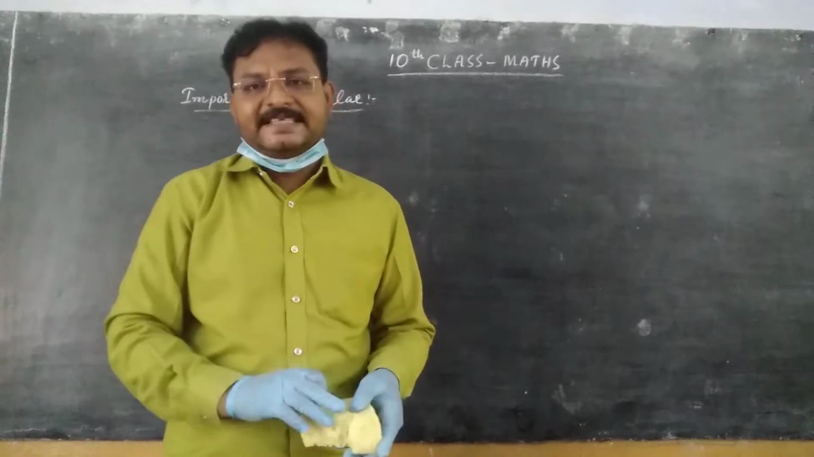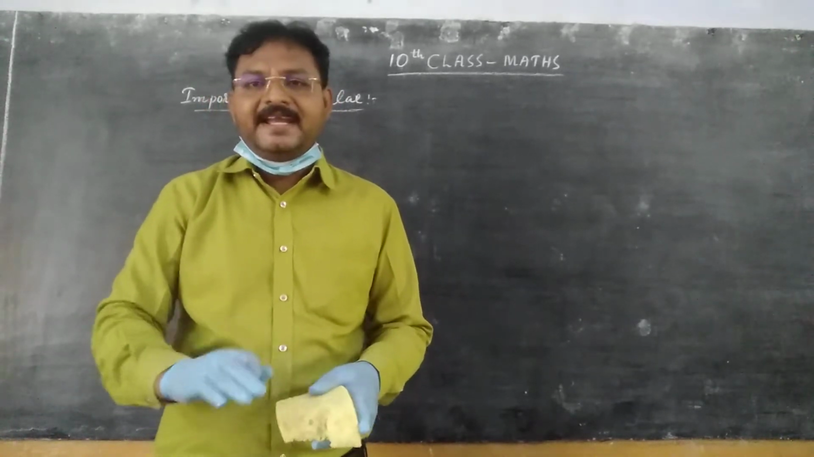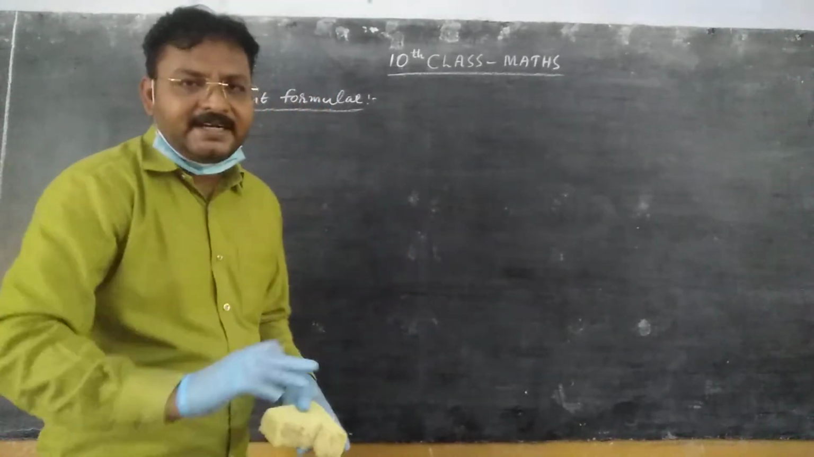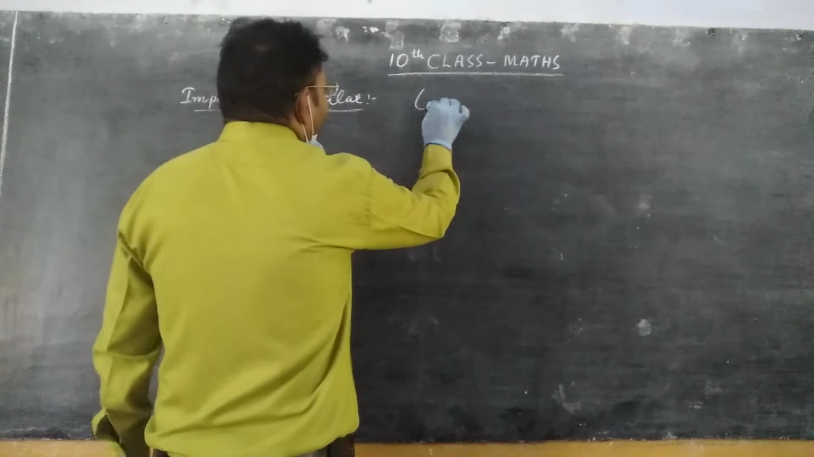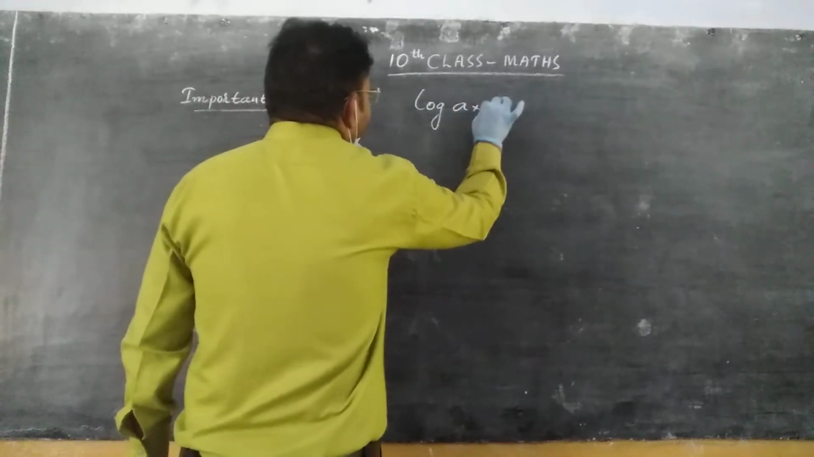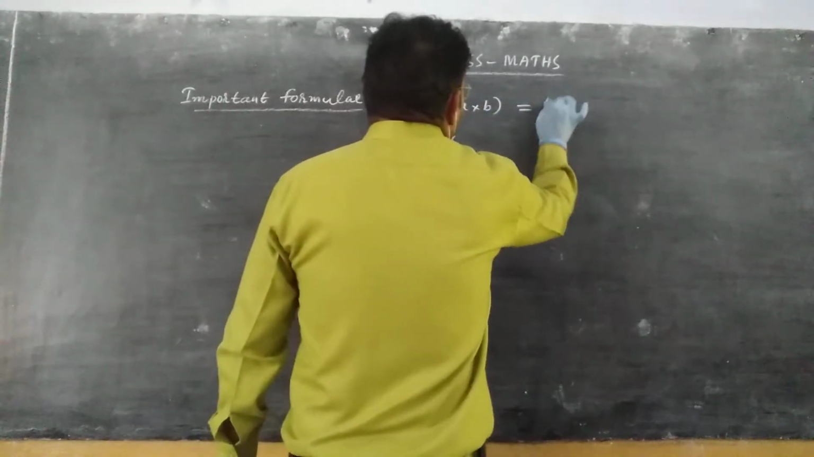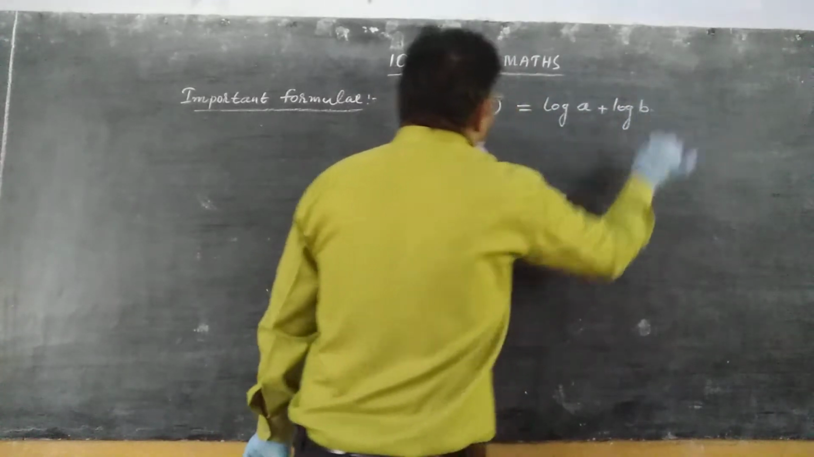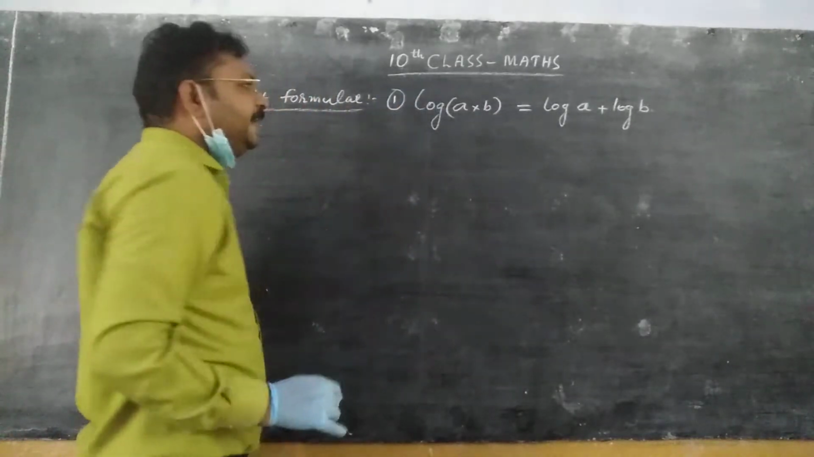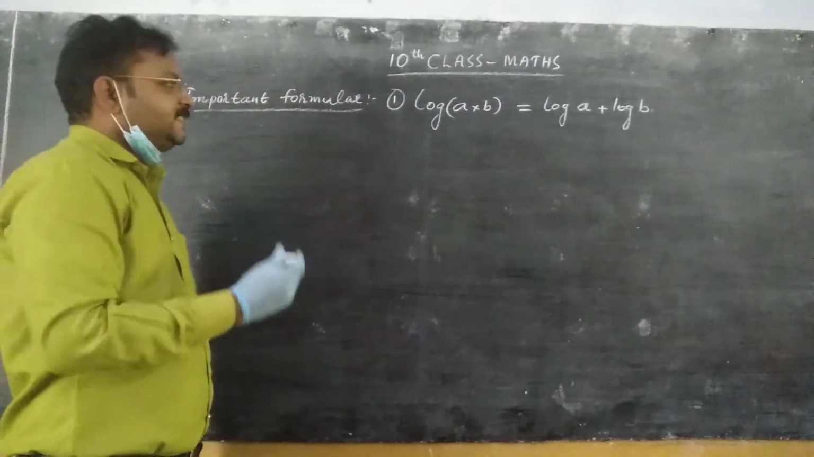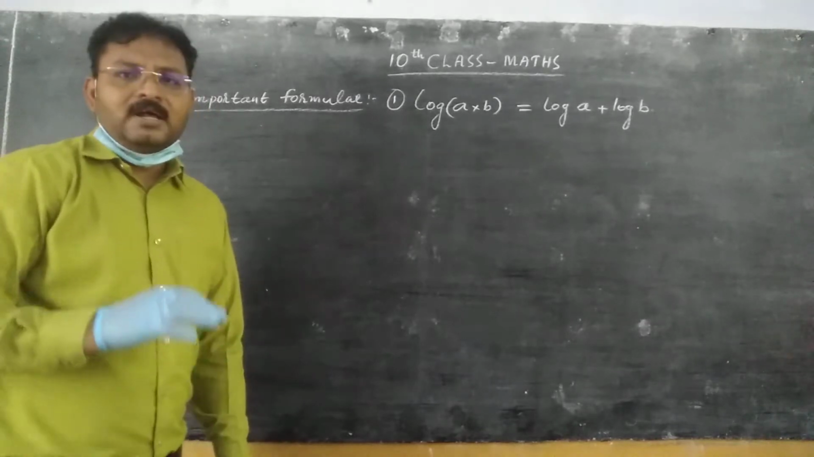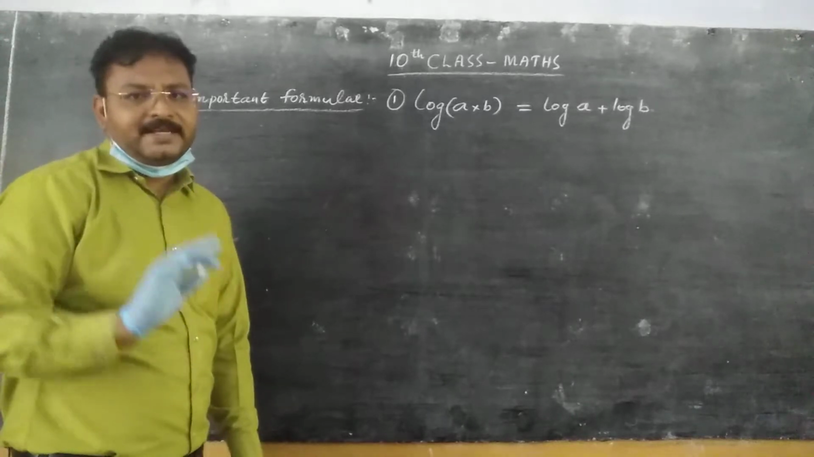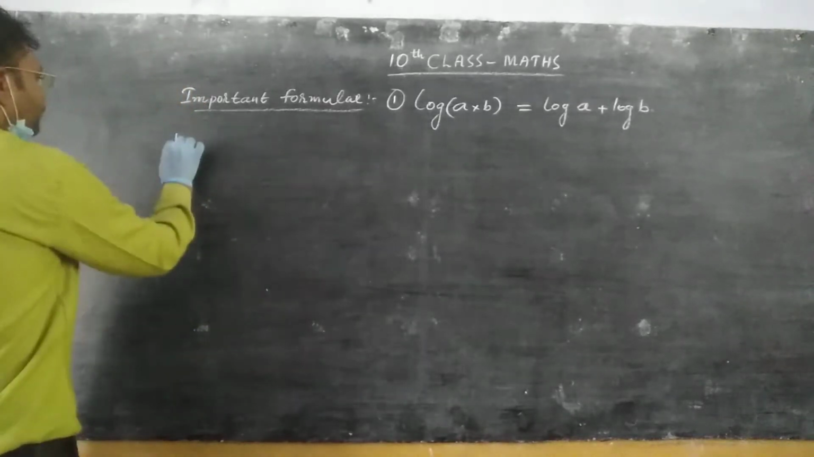The first one is log of a into b equal to log a plus log b. What is that? Log a into b is equal to log a plus log b is a very important formula in logarithms. How is log a into b equal to log a plus log b? Now I am going to prove this formula. Listen carefully. So for that, firstly, the proof.